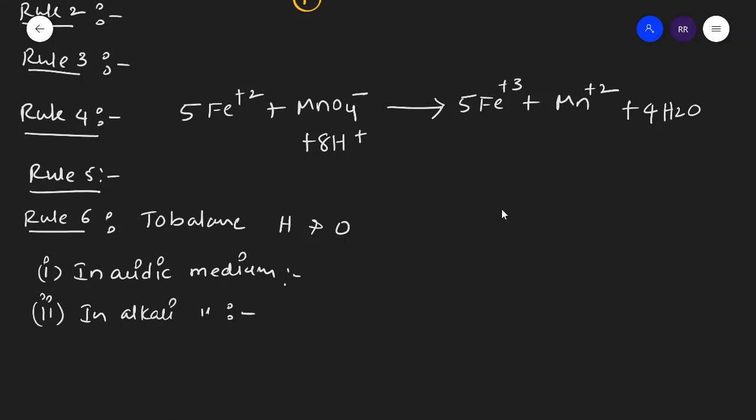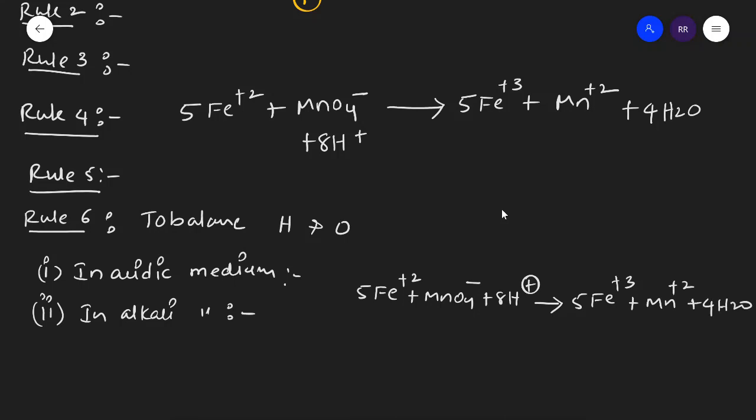So now the net balanced equation is 5 Fe2+ and MnO4 minus and 8 H plus gives rise to 5 Fe3+ and Mn2+ and 4 H2O. So this is the balanced equation.